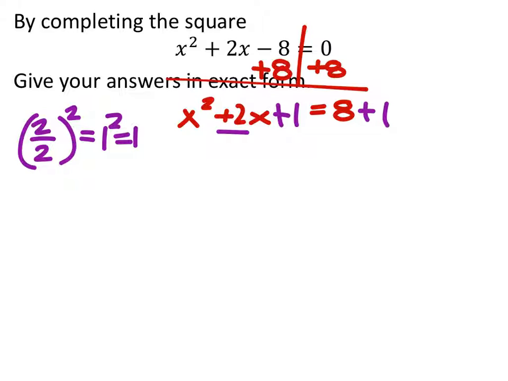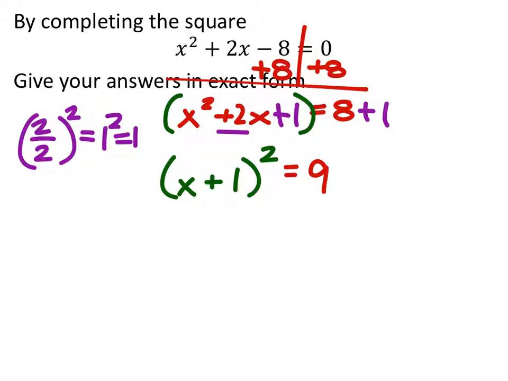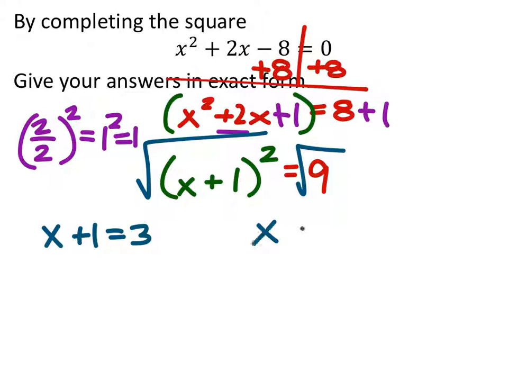Well, that changes, right? Because now, again, I got a perfect square trinomial. And this now is going to become x plus that 1 squared. And this equals 8 plus 1, which is 9. Again, a perfect square. That is not coincidental. And we'll square root both sides, giving us two different expressions. X plus 1 equals 3, but also x plus 1 could equal negative 3.